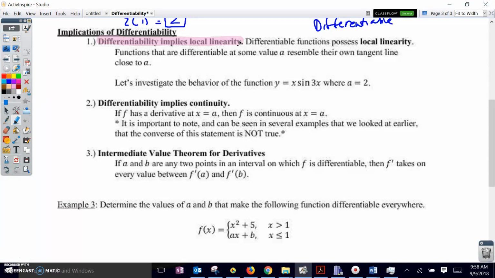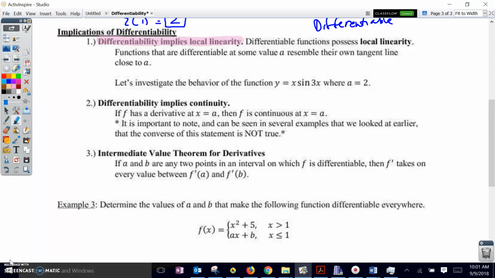So differentiable functions possess what's known as local linearity, which means that functions that are differentiable at some value a resemble their own tangent line close to that value of a. So very close to the particular point where a equals 2 in this investigation, you'll see that the curve begins to look like a line very close to a. Specifically, it begins to look like its own tangent line.